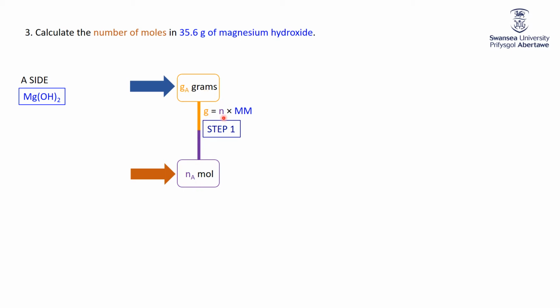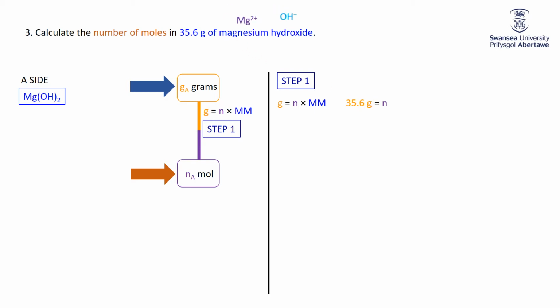Grams to moles. Grams is moles times molar mass, so that's going to be the relationship we use first. We know the grams is 35.6 grams. Moles is what we want. Molar mass here, well, of course, it's magnesium 2 plus, hydroxide 1 minus, so magnesium hydroxide, as we've already said, Mg(OH)2. Molar mass of that, therefore, magnesium 24.3, oxygen 16, hydrogen 1. We've got 2 of those, so 2 times that. So punch all that in your calculator, and we determine that we have 0.610 moles of magnesium hydroxide.